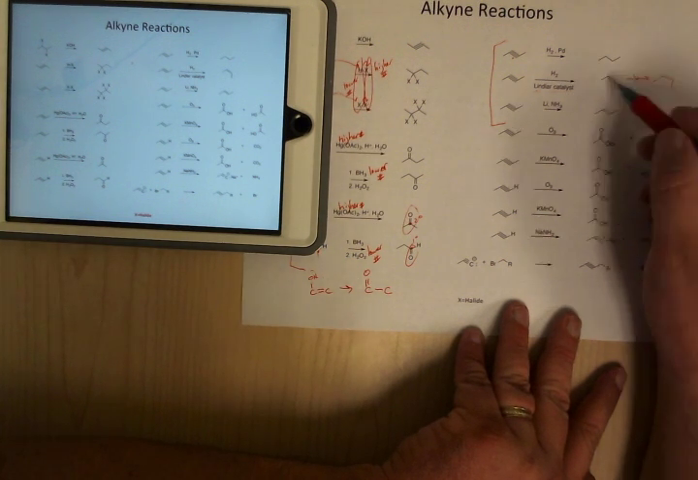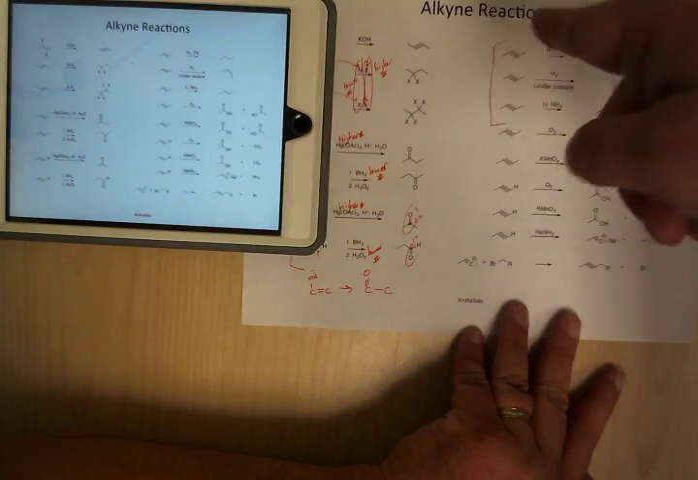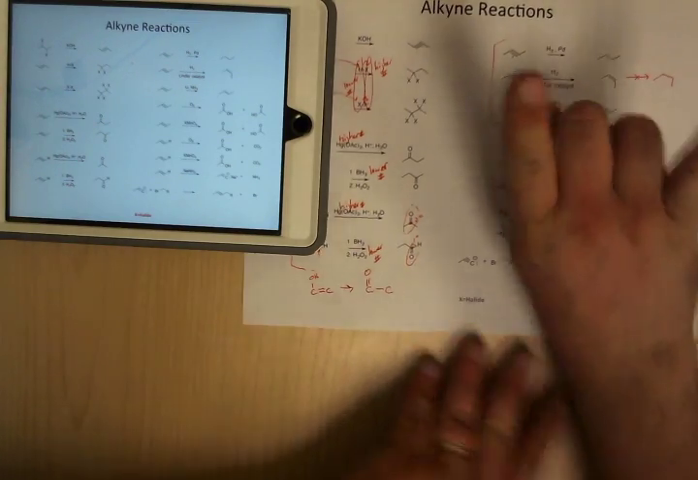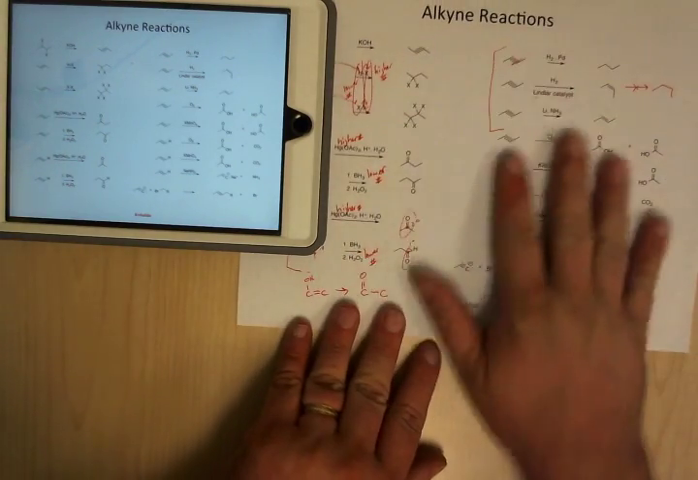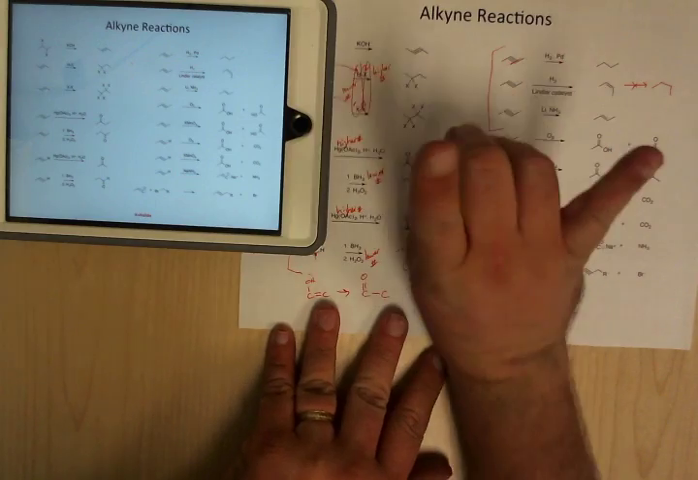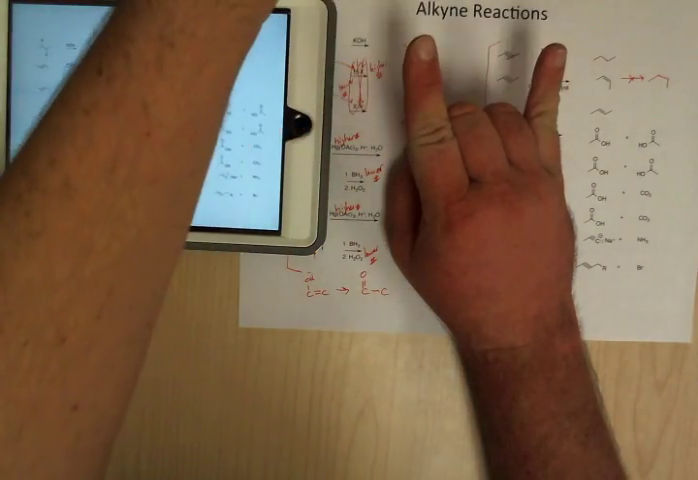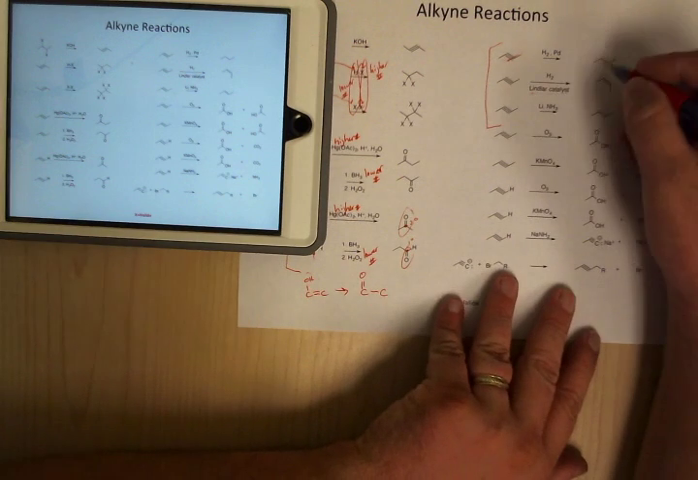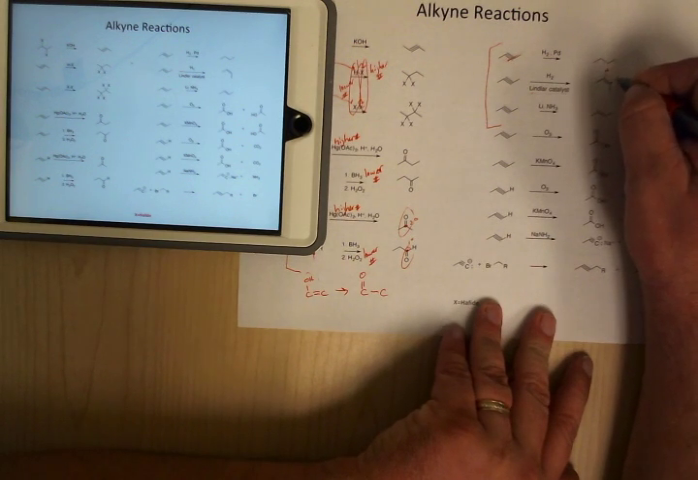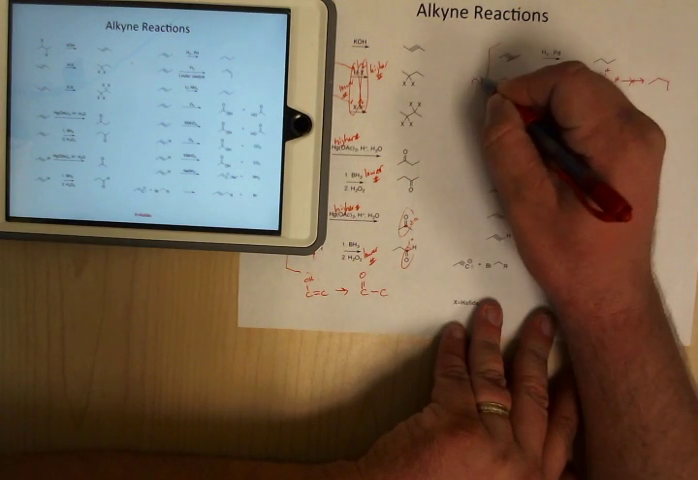Since the hydrogens are getting added on one face, remember this is the palladium surface, the hydrogens are sticking up, and the molecule has to come down onto it and picks them up on the same side. So they end up adding on the same side. So this is the cis version.